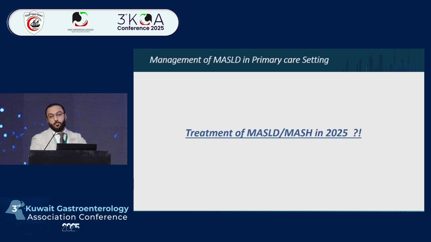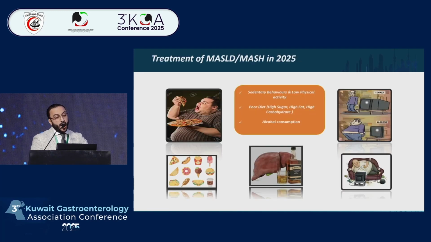So now I will go to the treatment of MASLD in 2025, where we stand and what the recommendations are. I believe there are three factors playing a role in the risk of progression of fatty liver and can expedite it: sedentary behavior, low physical activity, especially in our community, poor diet, high sugar, high fructose, high fat, and also alcohol consumption. All these can worsen the pathway and expedite progression to advanced fibrosis.